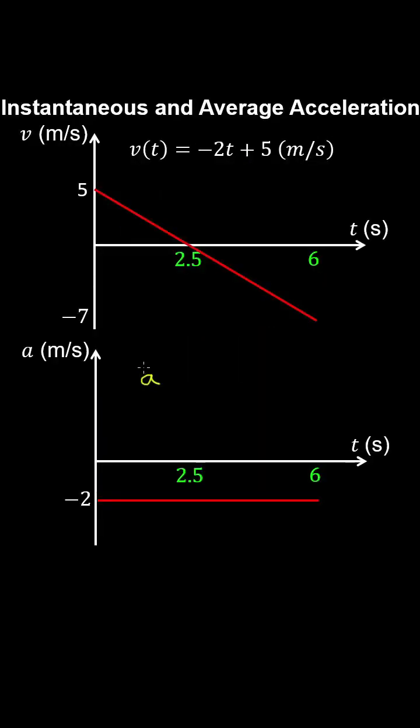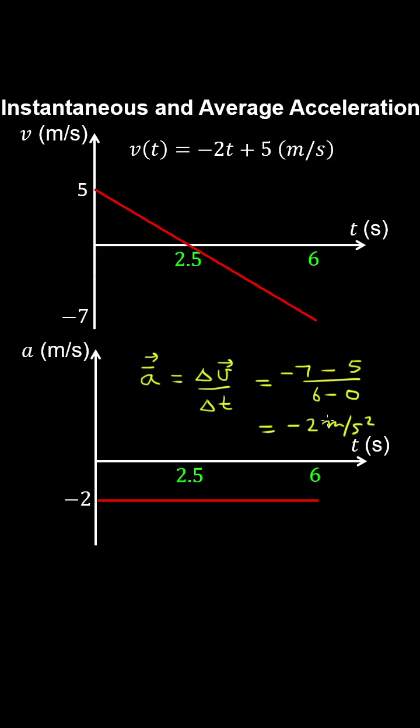The average acceleration is the change in velocity over a change in time. So for example, between 0 and 6 seconds, we have minus 7 meters per second, minus 5 meters per second, over 6 minus 0 seconds. So that gives us an average acceleration of minus 2 meters per second squared. So on average, the acceleration vector points to the left or west.